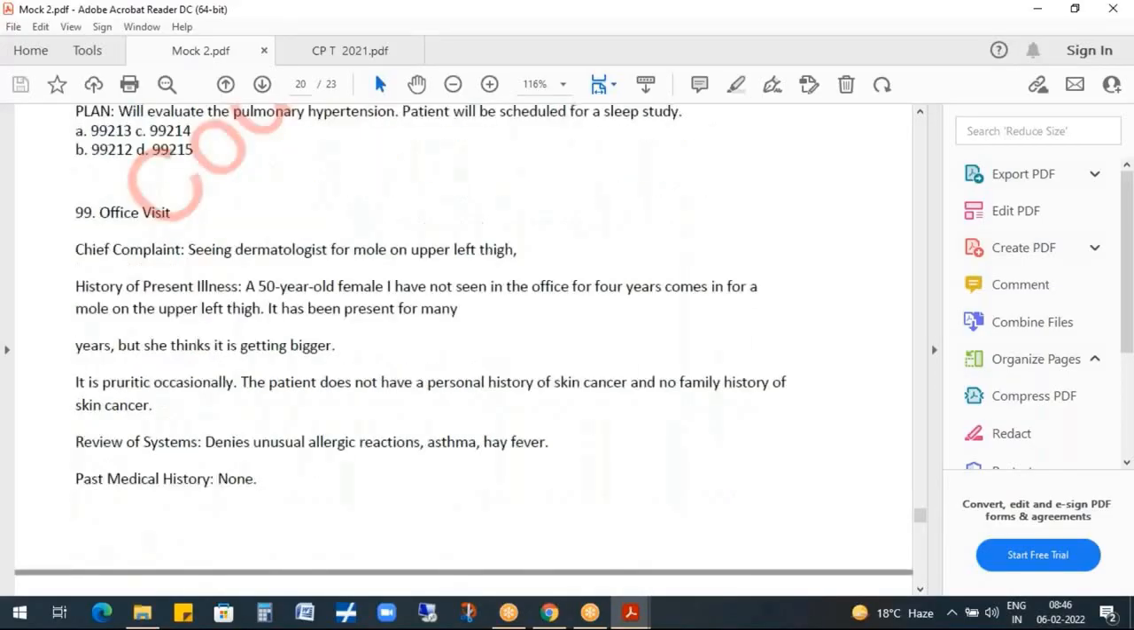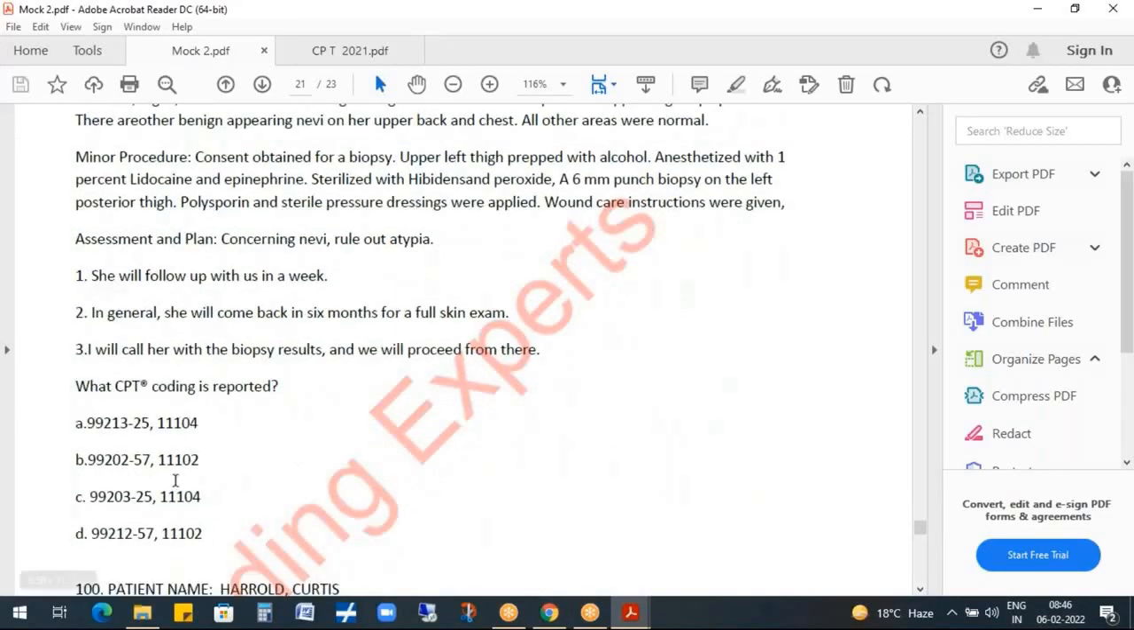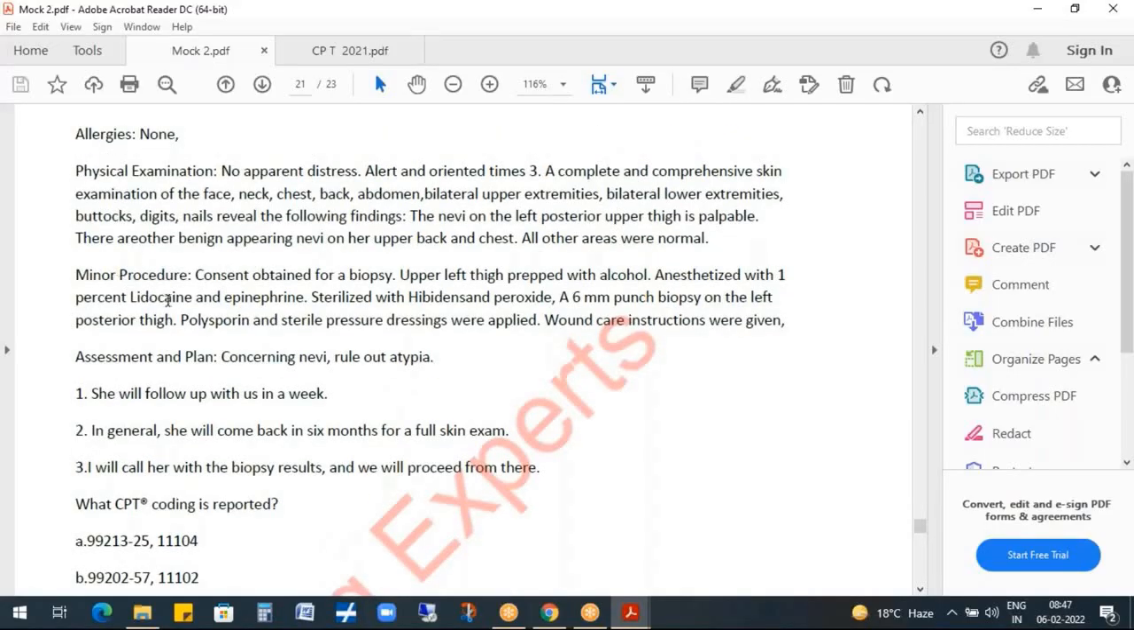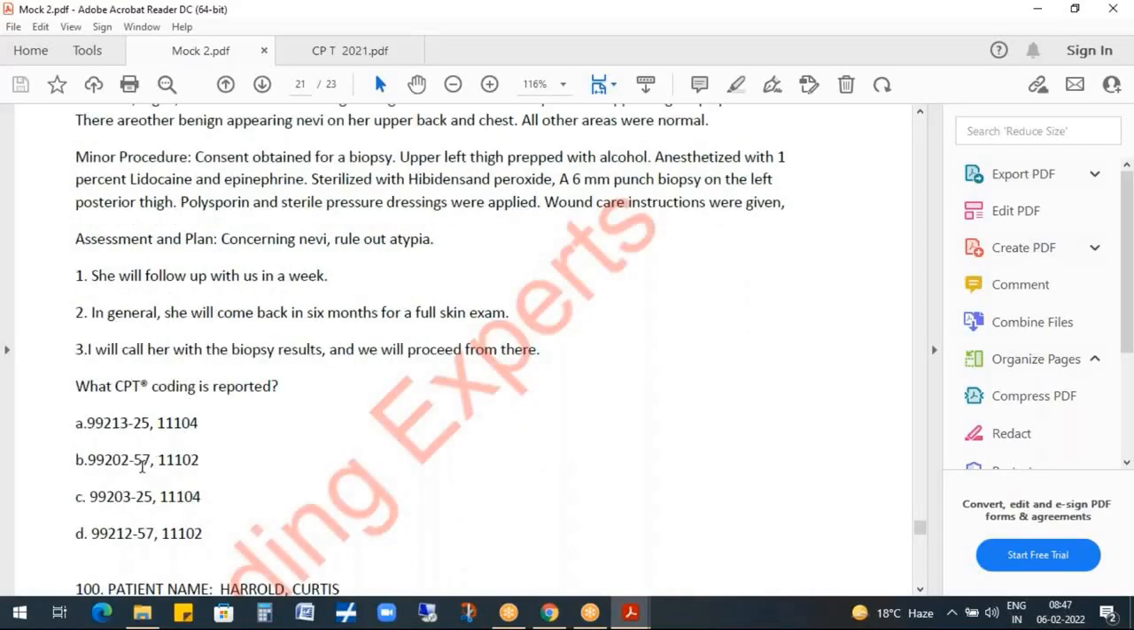Now question number 99. If you see the A, B, C, D options, first we can rule out with the modifier. As I discussed, the 57 modifier is used for major surgery if they want to perform it the same day or the next day. The 25 modifier is used for distinct, minor procedures. Can you see what procedure is performed here? Minor. That means I can rule out the 57 related ones, B and D. Understood, Vishnu? Yes, sir.